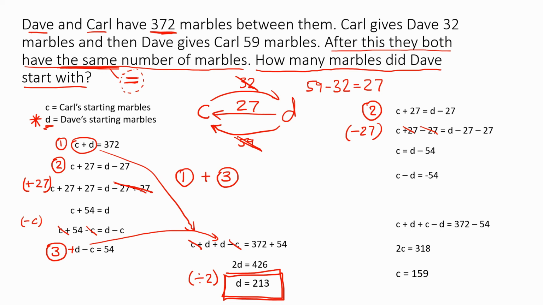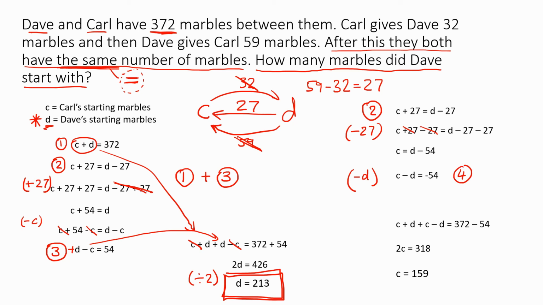Now, to get C and D together, we have to minus D from both sides, subtract D from both sides, and we end up with C minus D equals minus 54. We could do an extra step and get back to our earlier equation 3, but what we have here we're going to call equation 4.